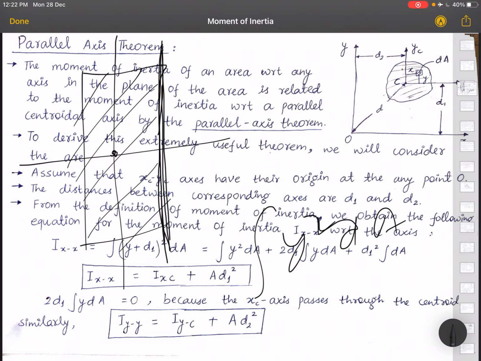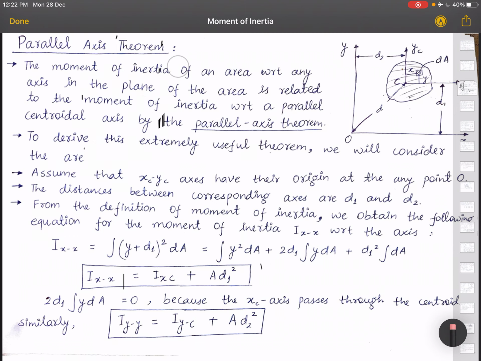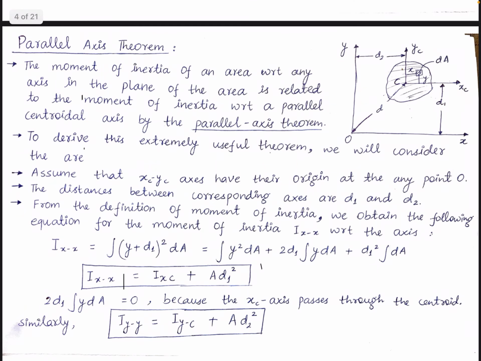So to overcome this problem, the parallel axis theorem is going to help us. Let us see what this theorem states, and then we will understand it. The moment of inertia of an area with respect to any axis in the plane of the area is related to the moment of inertia with respect to a parallel centroidal axis by the parallel axis theorem. So parallel axis means the two axes will be parallel, and it relates the moments of inertia of those two parallel axes.